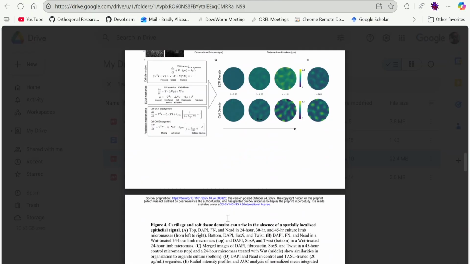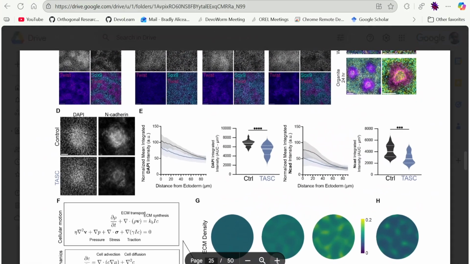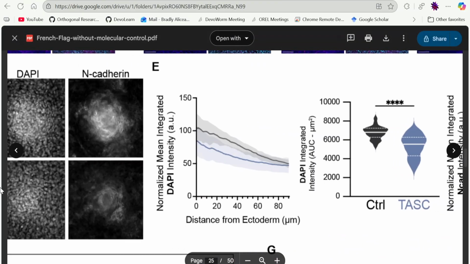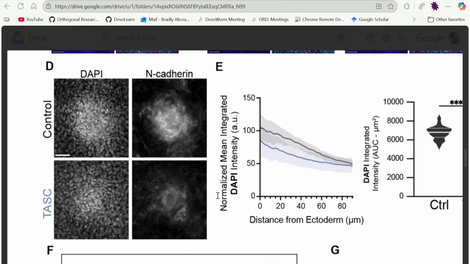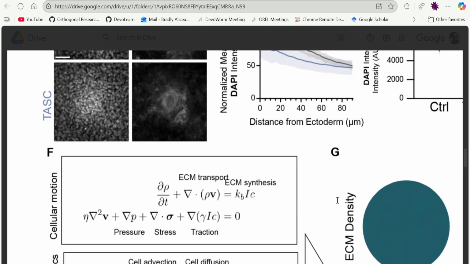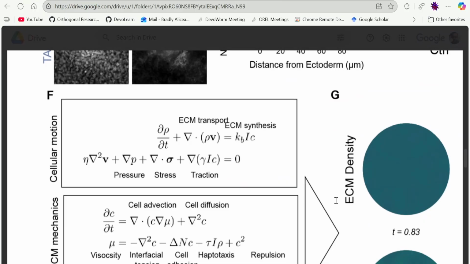Figure 4 is: cartilaginous and soft tissue domains can arise in the absence of a spatially located epithelial signal. So if we look at the bottom here, first of all, we can look at DAPI and E-cadherin for the task and the control, and we can see that there's this distance from ectoderm in microns. You have this normalized mean integrated DAPI intensity, and it decreases. But they show their result here, their model.